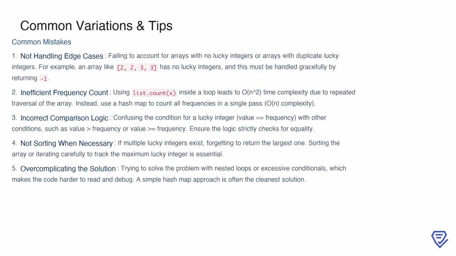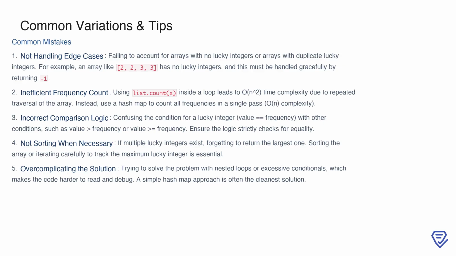Another mistake is using inefficient frequency counting techniques, such as calling list.count(x) inside a loop. This leads to an O(n) squared time complexity because the array is traversed repeatedly. A better approach is to use a hash map to count frequencies in a single O(n) pass. Additionally, it's crucial to ensure your comparison logic is correct. Value must equal its frequency, not greater than or equal to it, and certainly not any other condition. Overlooking this can lead to subtle bugs.